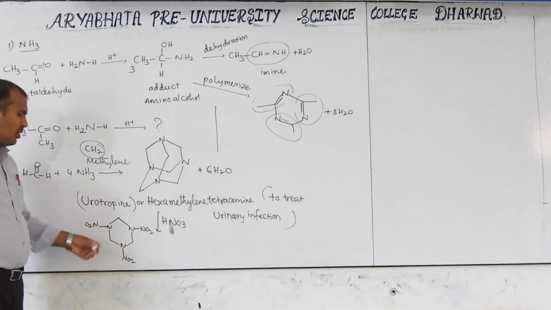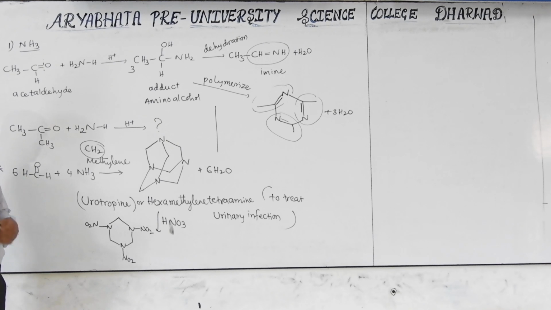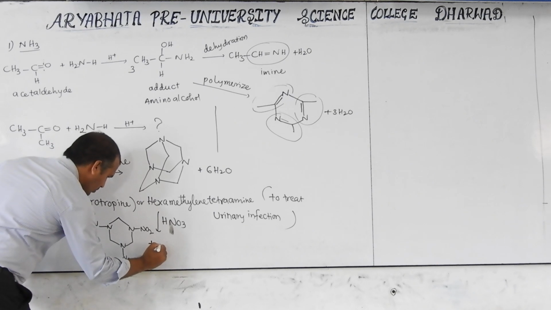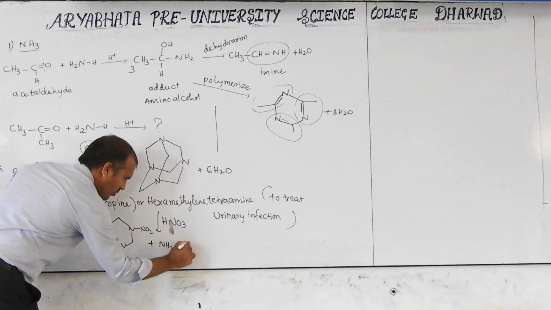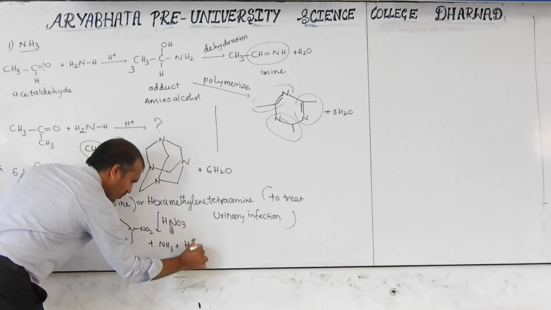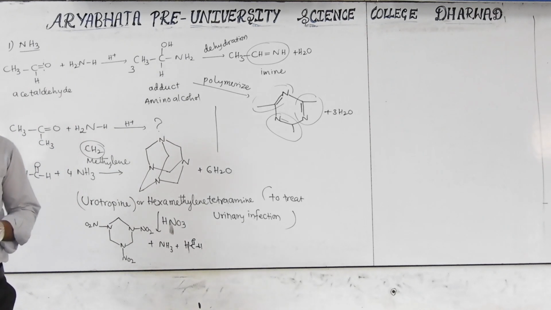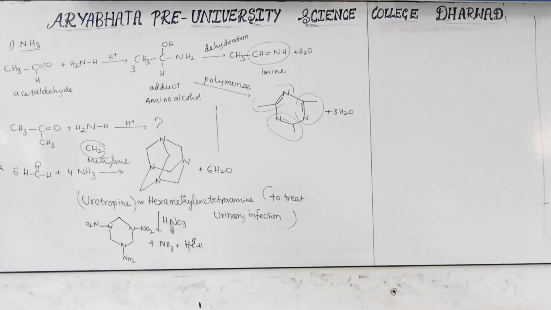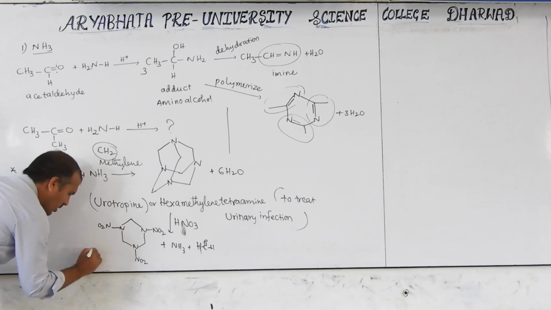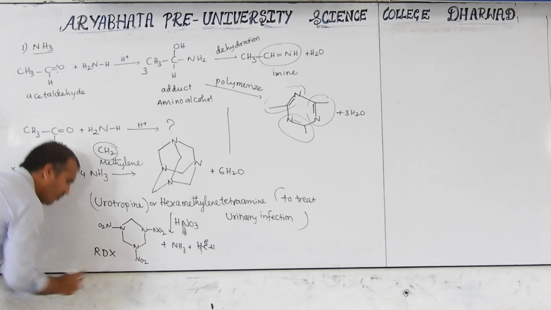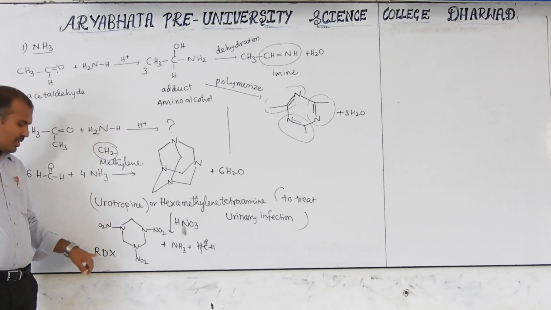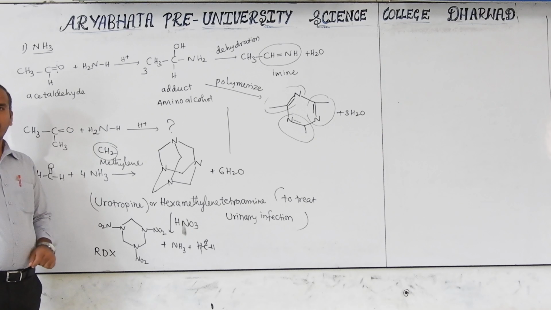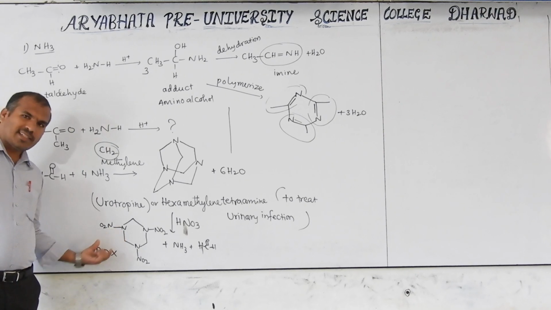Like this. This is called RDX. Along with this, ammonia is eliminated and water molecules, sorry, formaldehyde also forms here. So this is called RDX bond. RDX means what? Research Development Explosive. This is called RDX bond.